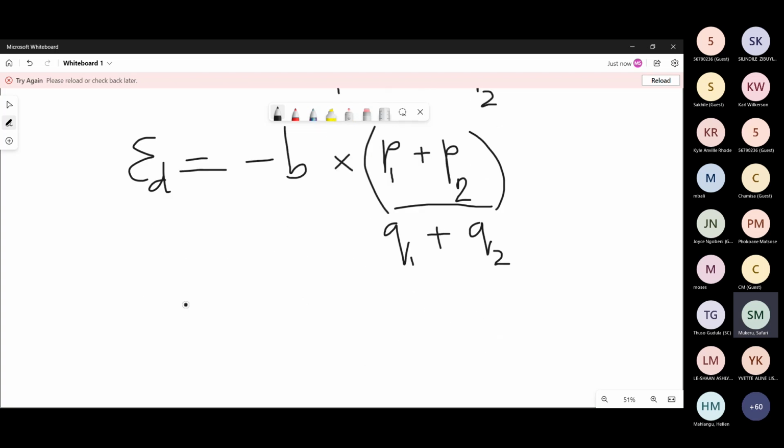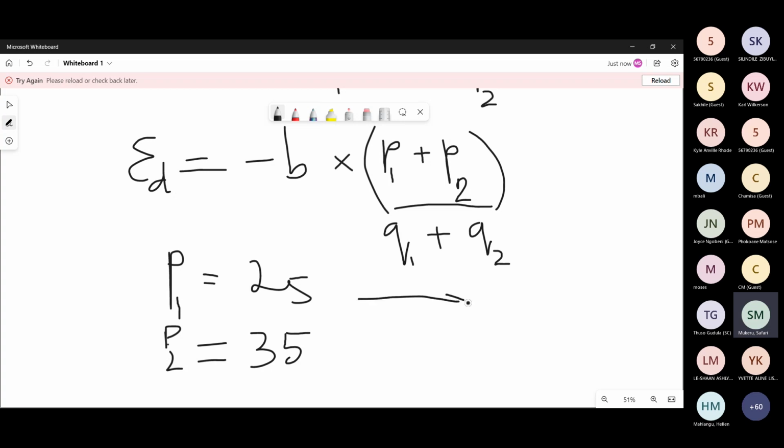Right. Now here we have P1 is 25, right? Yes. And P2 is 35. Someone is still joining the class now? Okay, maybe. Please accept anyone. Now, here you must compute the corresponding quantity. What is now the value of Q1? What is Q1?